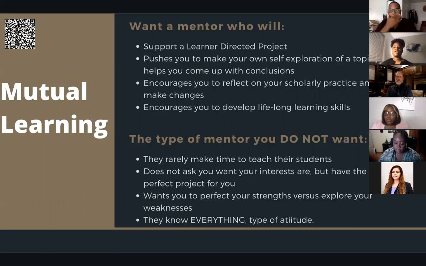And then, are they encouraging you to develop lifelong learning skills? So in every opportunity that you have, you want to gain something from it that's going to help push you to just be better in general, a better researcher, a better medical student, a better undergrad student, whatever that may be. Again, looking for all opportunities to be better.